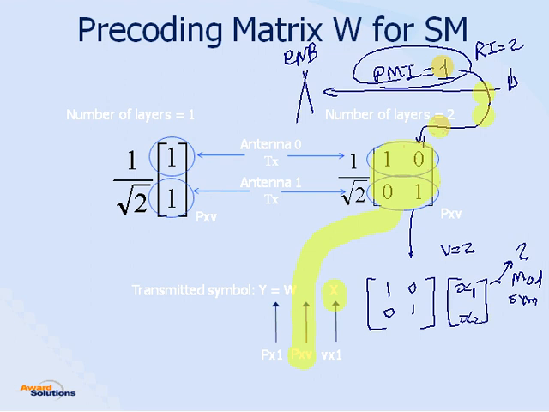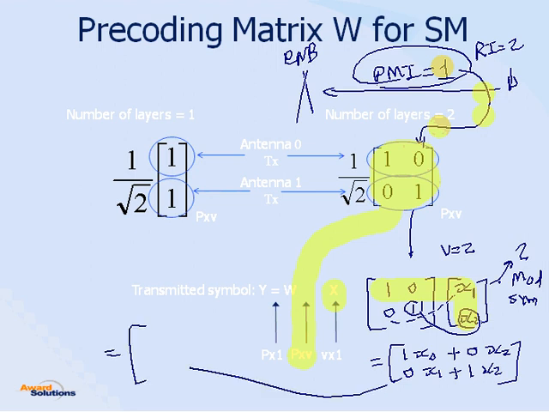Okay, let me do that. So I am doing matrix multiplication like that. I will get 1 times x0 plus 0 times x2, and then 0 times x1 plus 1 times x2. So I will get x0 and, I am doing 1 and 2, x1 and x2. I get x1 here and x2 here.